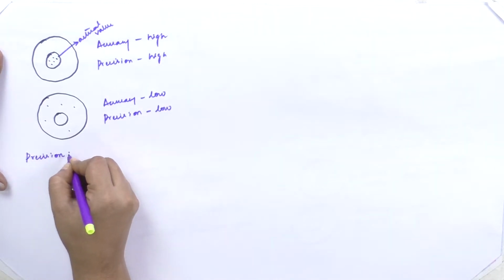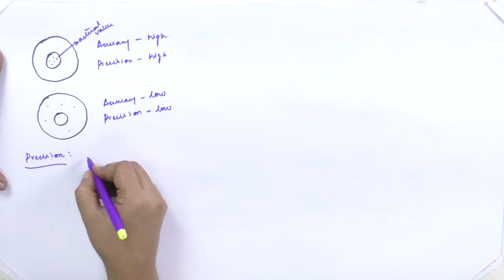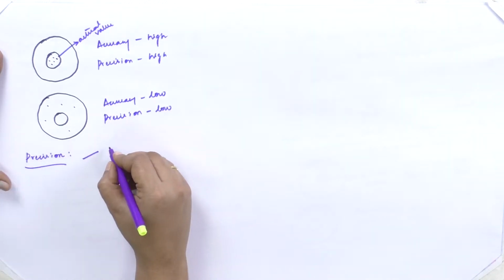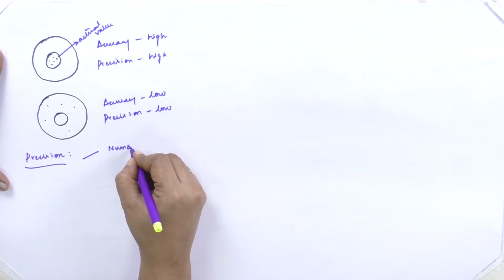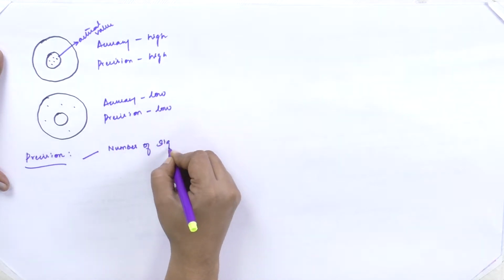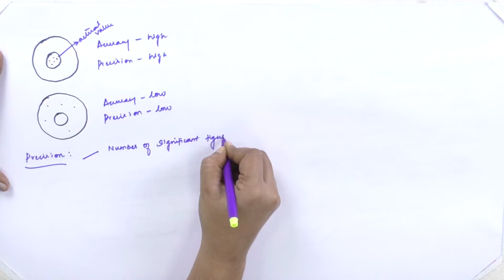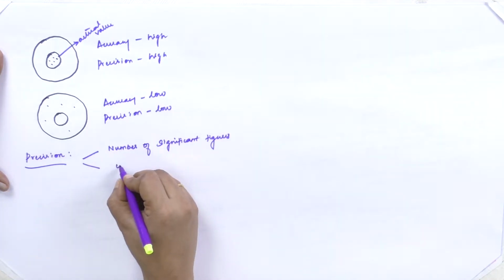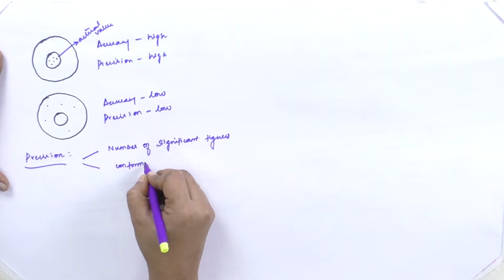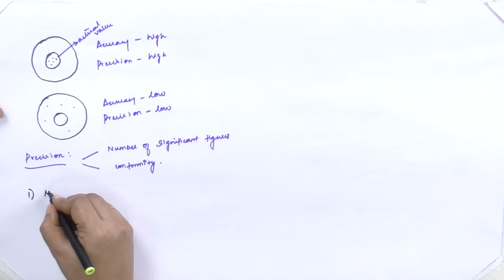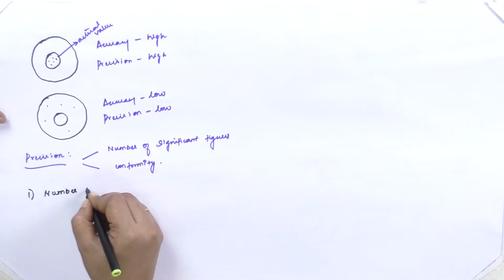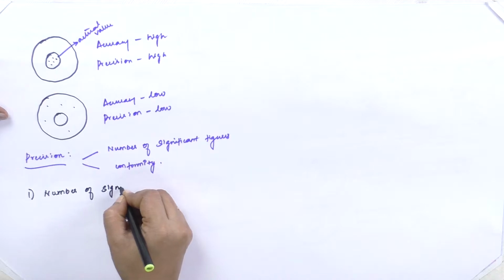Next we will see the 2 components of precision. So precision has 2 components. One is the number of significant figures. The second one is conformity. First let us see what the number of significant figures is.